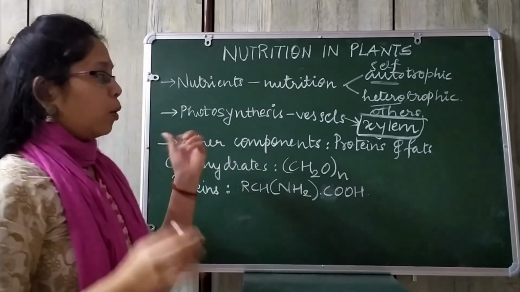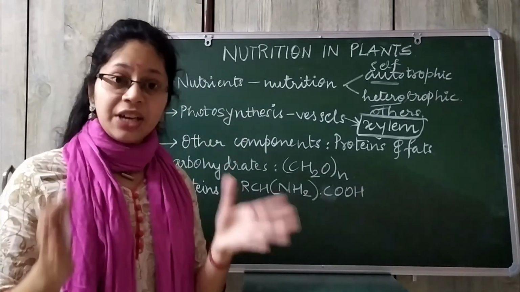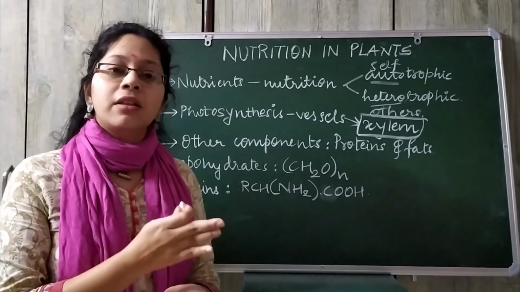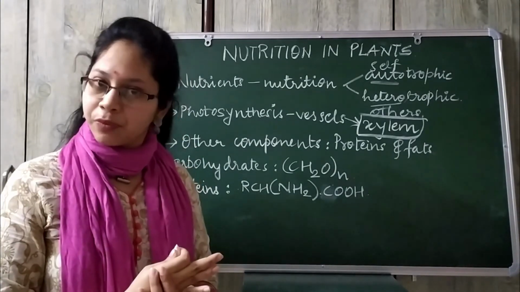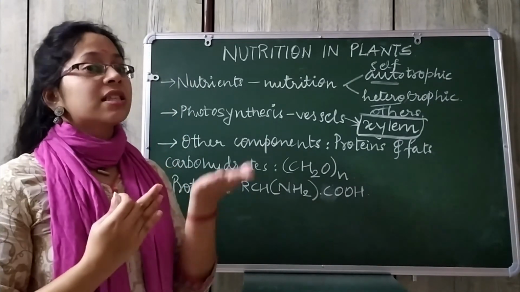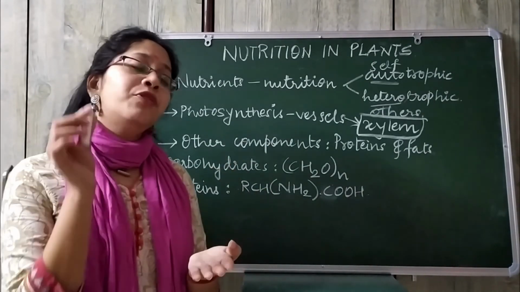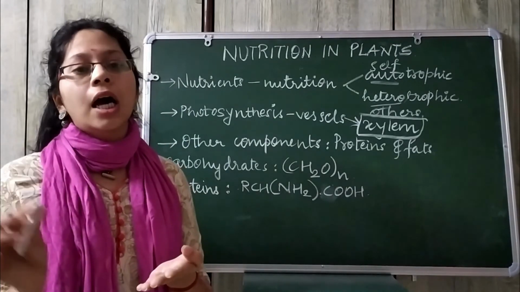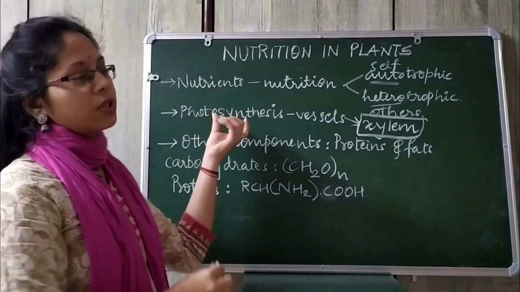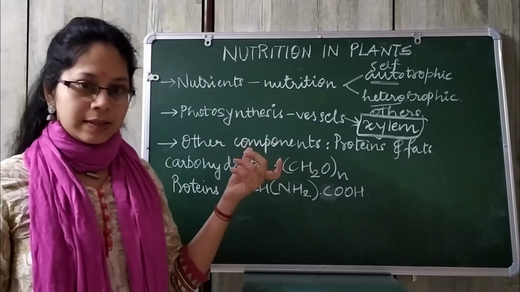Understood? Now, what about leaves? The leaf is actually the main part where the food gets synthesized. How? Because the leaf has chlorophyll in it. What is chlorophyll? Chlorophyll is nothing but a green colored pigment which is used in the process of photosynthesis.